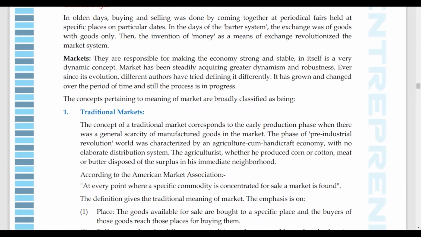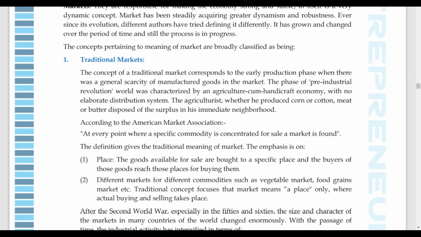Markets are responsible for making the economy strong and stable. Market in itself is a very dynamic concept. It has been steadily acquiring greater dynamism and robustness. Ever since its evolution, different authors have tried defining it differently. It has grown and changed over the period of time, and still the process is in progress. The concepts pertaining to the meaning of market are broadly classified as traditional markets.